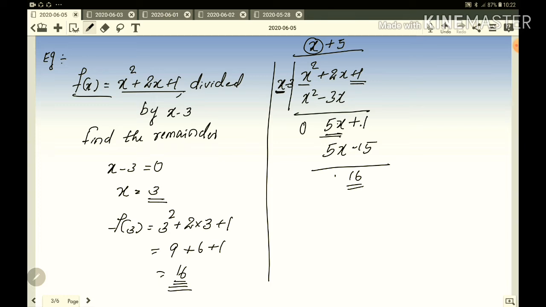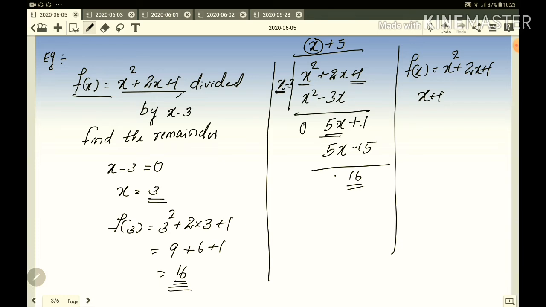Okay? Then what is the factor theorem? I will show you with another example. Here I'm using the same function. That function is f of x is equal to x square plus 2x plus 1. If I divide this one with x plus 1, I'm just going to check whether I will get a remainder.